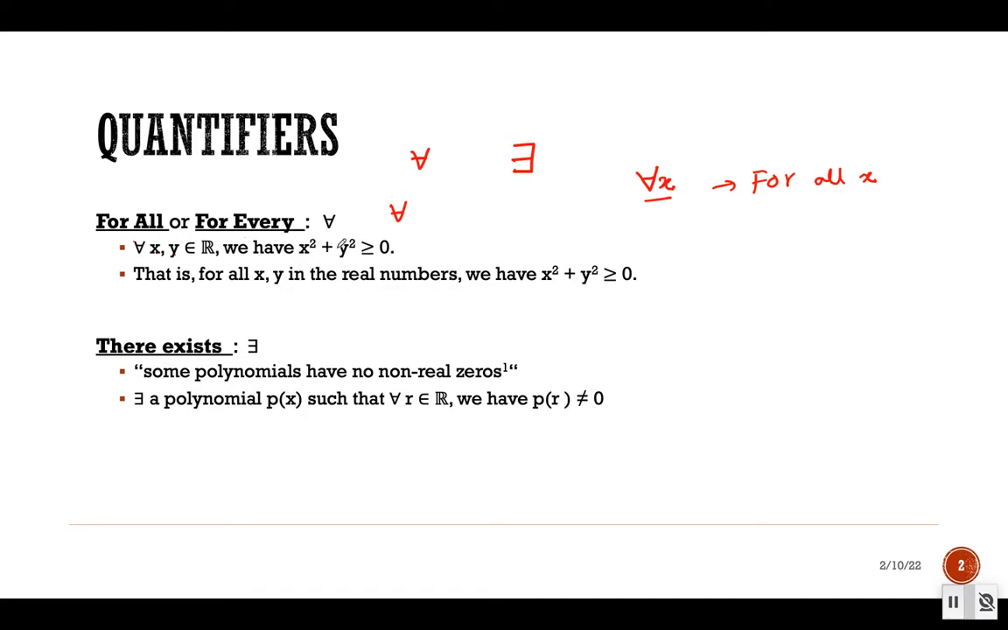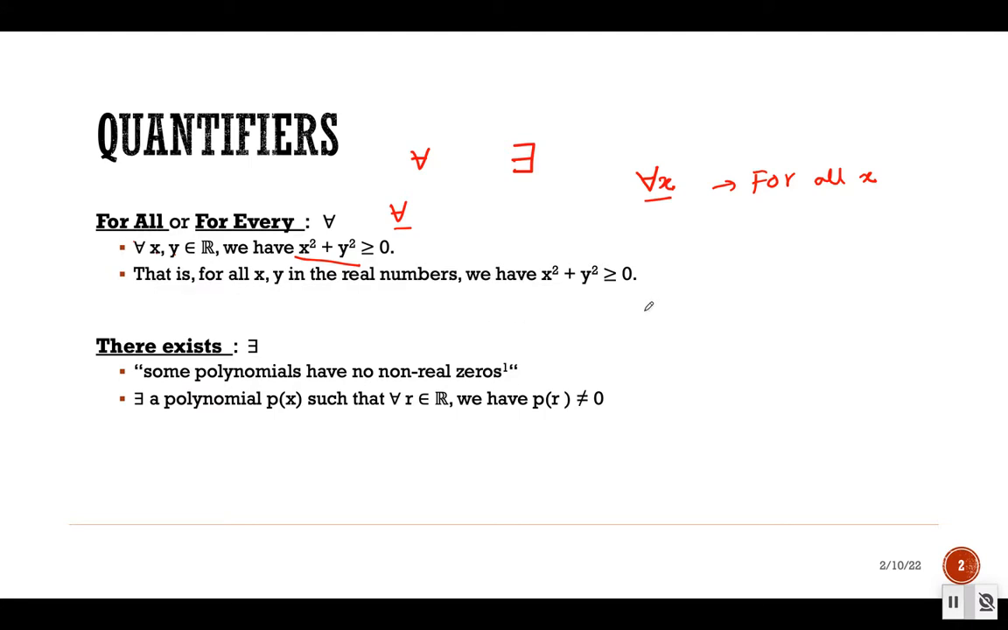Obviously we can verify the truth because the square of any value is going to give you a positive number. If we add them, the result will be greater than or equal to 0. Whatever the values of x and y are, the summation of their squares will be greater than or equal to 0. Using quantifier notation, we can write: for all x and y that belong to the real numbers, we have x squared plus y squared greater than or equal to 0.